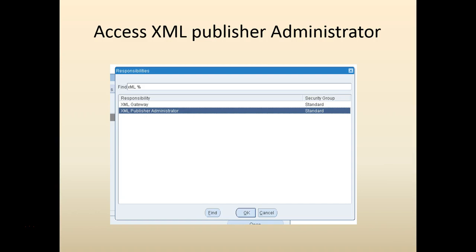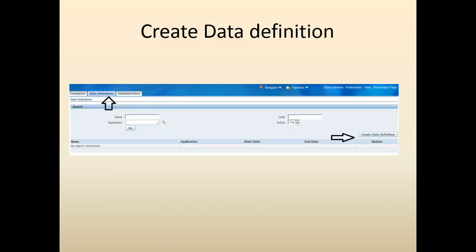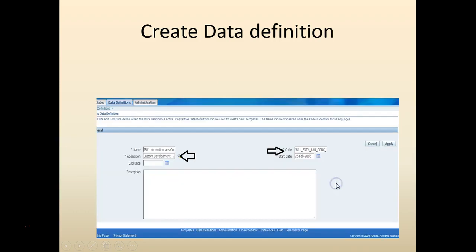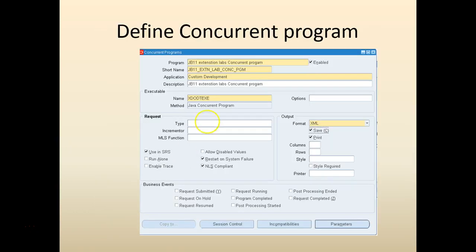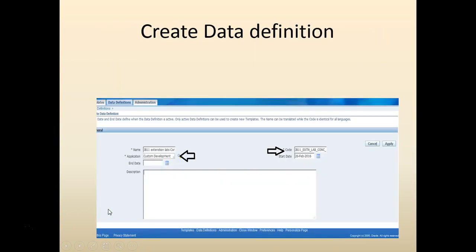Now go back to XML Publisher. Once you access XML Publisher, you're going to click on Data Definition, then click Create Definition. You're going to enter the name of the data definition with the DD at the end. Your code has to match the concurrent program short name that you defined, and the application has to match the application that you defined for your concurrent program. So it should match your short name here and your application here. Click Apply.